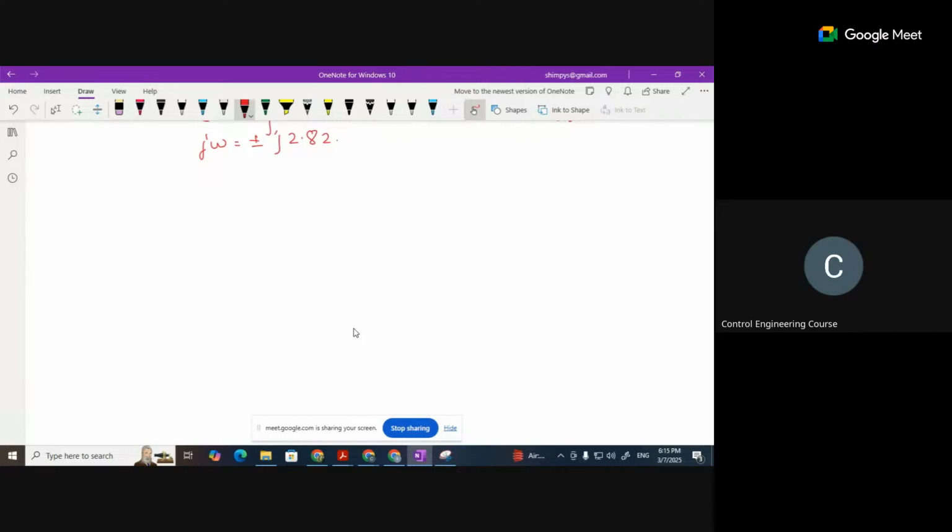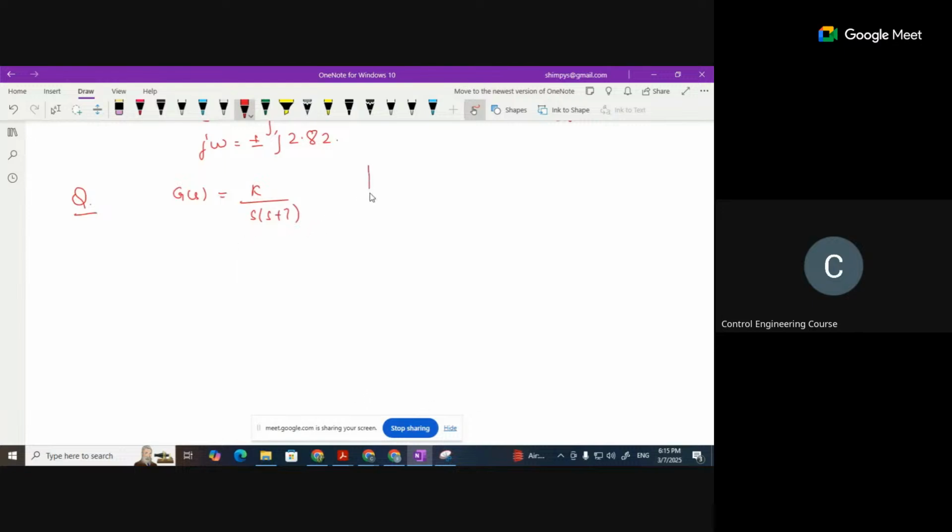Meanwhile, if you have any doubts in between regarding the concepts or how we are reaching there, you can ask me right then and there. Okay, so let us start with a simple example here. Suppose we have a unity feedback system where G(s) is equal to K by s plus 7.